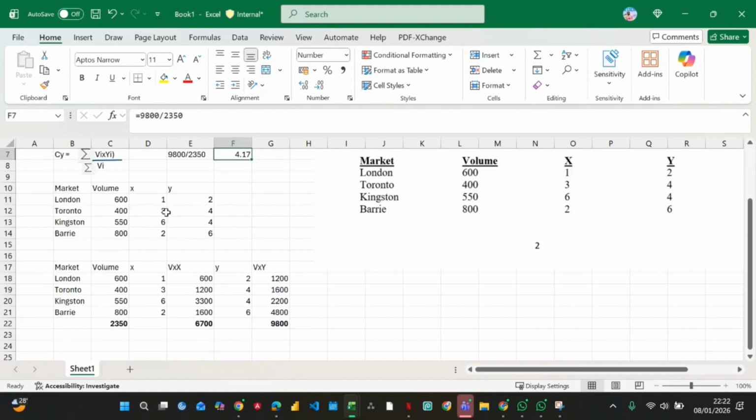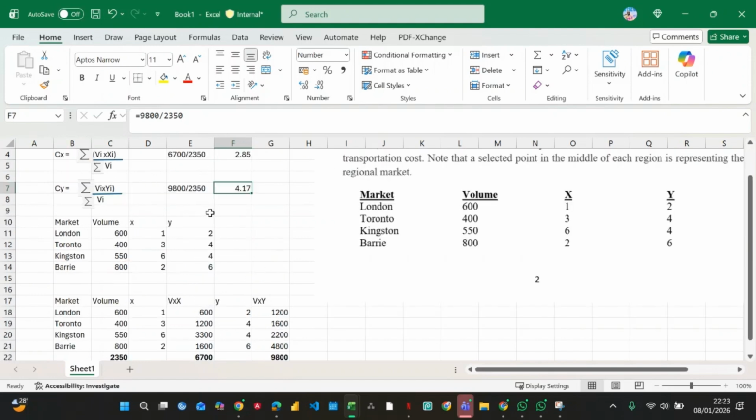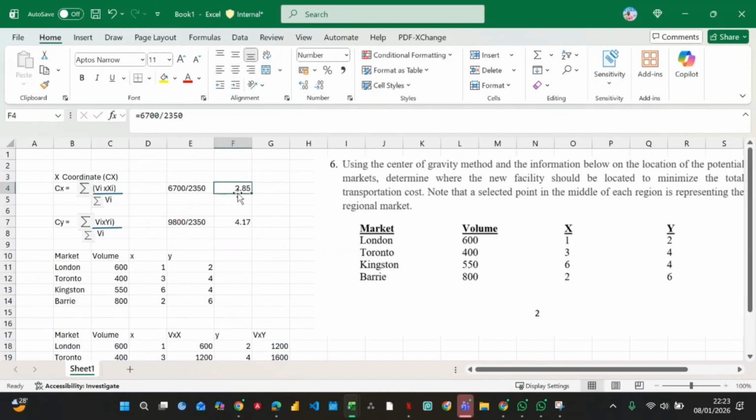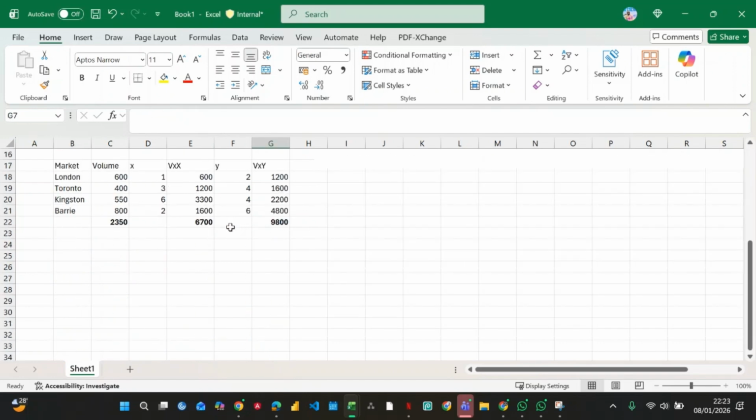So now what we have done, right? We have calculated this, and from this, the answer for this question now is that our new site will be located at the coordinate of 2.85. From there, they will tell you where the location is going to be. We have calculated and gotten coordinates 1 and 2. This is the coordinate that we have gotten. The x side is going to be this, and the y side is going to be this.